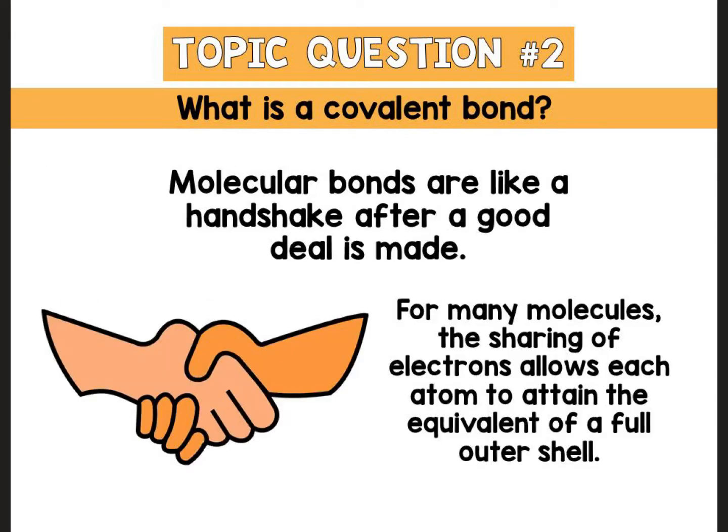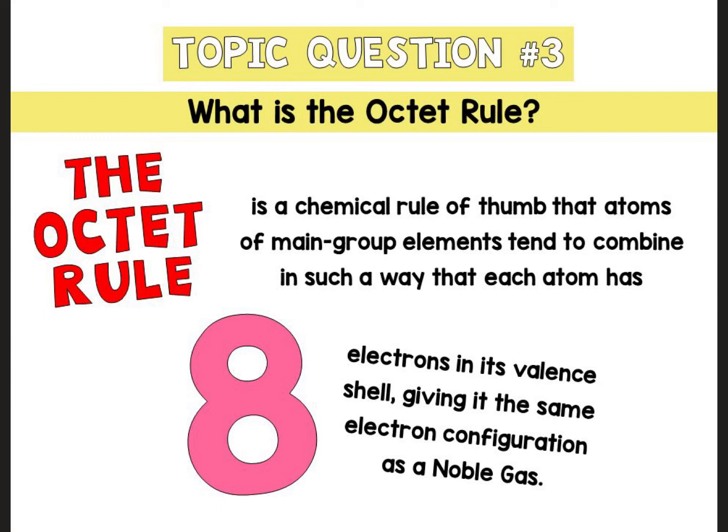Remember, molecular bonds are like a handshake after a good deal is made. For many molecules, the sharing of electrons will allow each atom to attain the equivalent of a full outer shell. So basically, the atoms pool or share their resources in order to make each of them happier and achieve the goals of both atoms. So what is the octet rule?